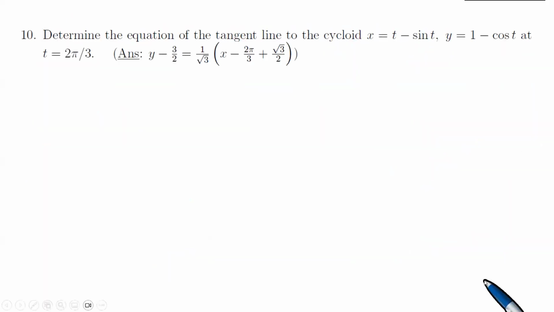Let us do number 10. Determine the equation of the tangent line to the cycloid. We have been given the cycloid, and it is given by x equals t minus sine t.